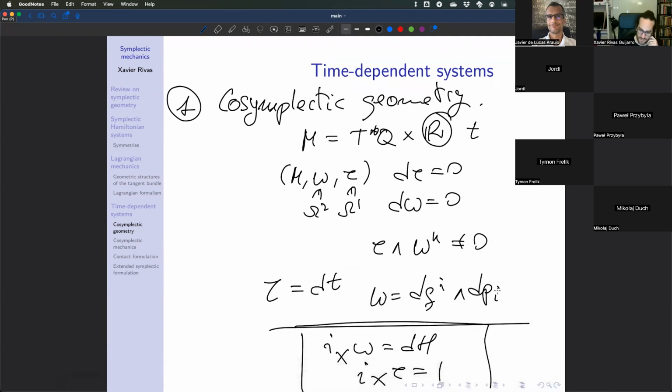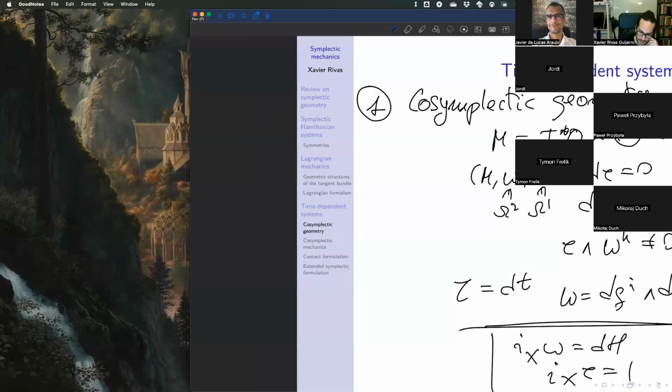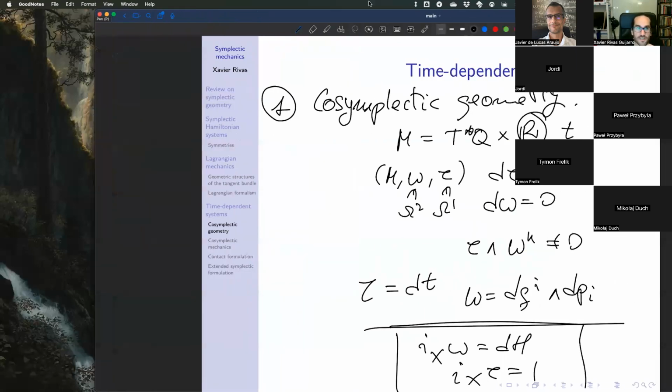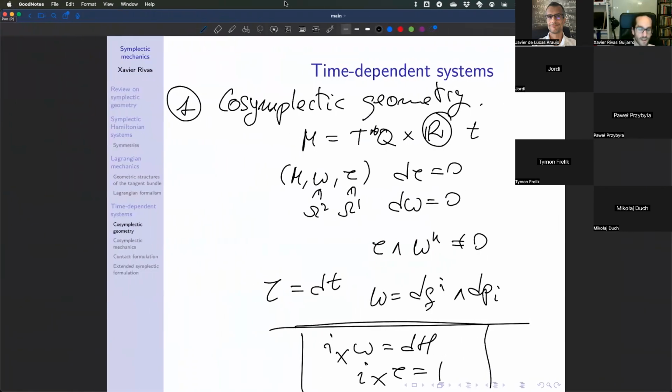And these are the Hamiltonian equations for cosymplectic systems.